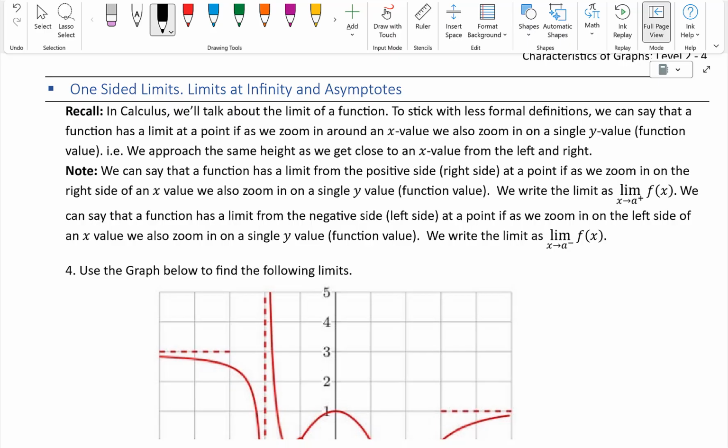A note here, we can say that a function has a limit from the positive side or right side at a point if, as we zoom in on the right side of an x value, we also zoom in on a single y or function value. We write the limit as x approaches a from the right, that's the plus, or from the positive side of f of x. We can say that a function has a limit from the negative side or left side at a point if, as we zoom in on the left side of an x value, we also zoom in on a single y value or function value. We write the limit as x approaches a from the left of f of x.